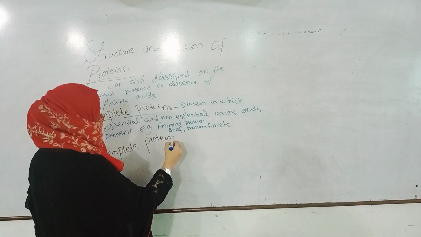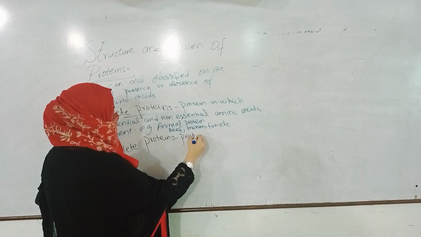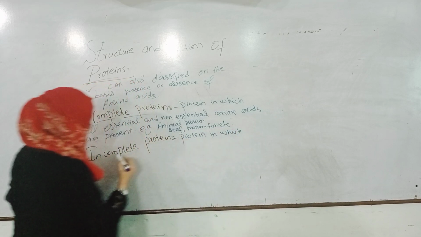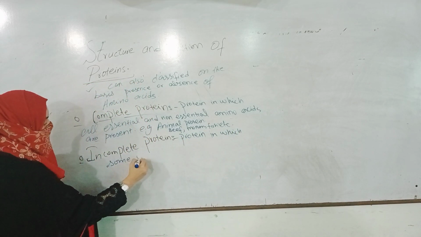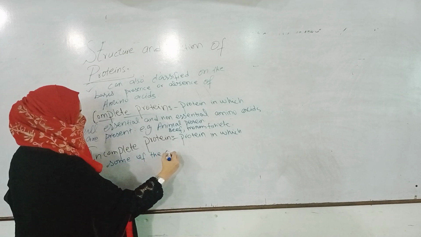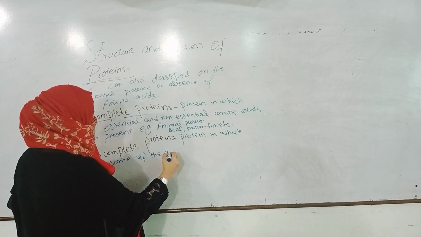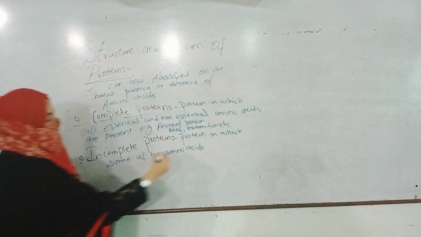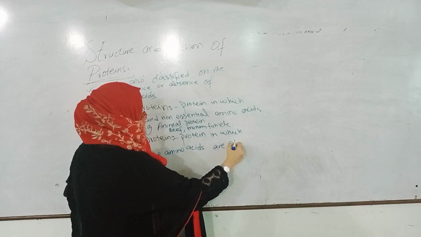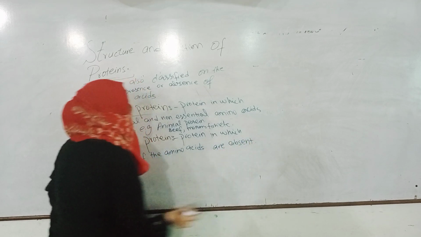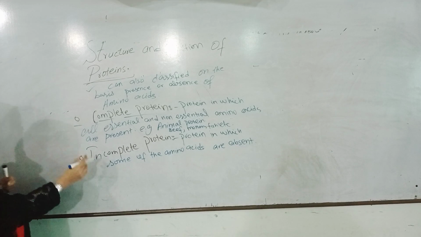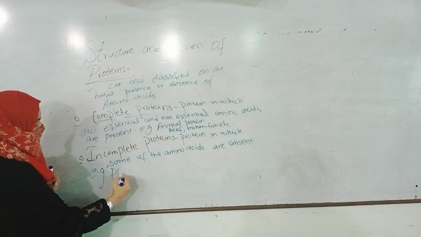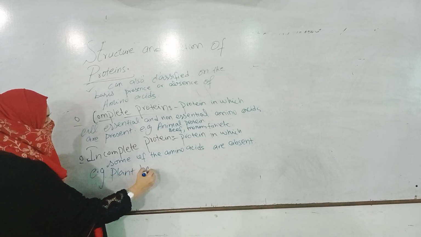And what is meant by incomplete protein? It is a protein in which some of the amino acids, they may be essential or they may be non-essential, are absent, so that protein is called an incomplete protein. And the example of the incomplete protein is plant-based protein.